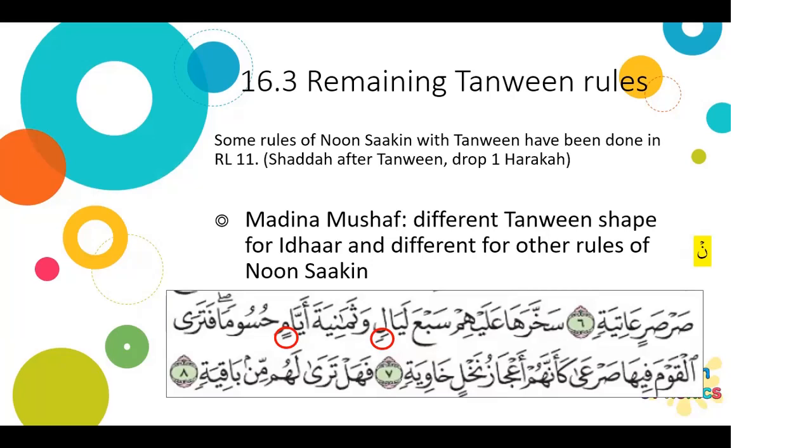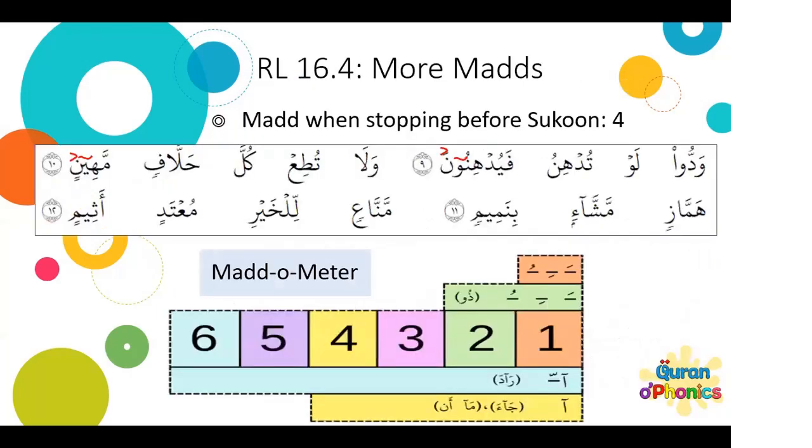Then we teach the remaining rules of tanween, the remaining rules of noon sakin. And we explain to the child what to do when it's ikhfa with tanween, and the idgham, waw or yaa. And then finally, the last rules are more mud. So we teach them the longest mud rule, and we teach them this rule about stopping. So when you stop and the last letter becomes a sukoon, and before it, there's a long dhamma sound or long fatha sound or long kasra sound, it stretches for 4. And you can use the madometer to test this.